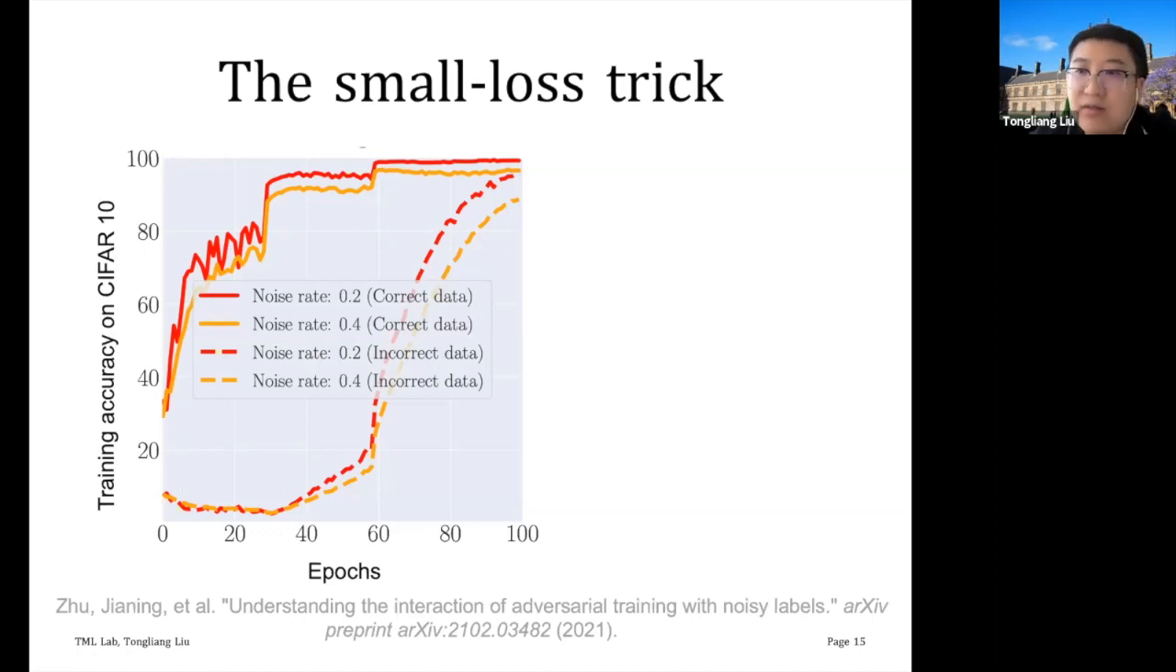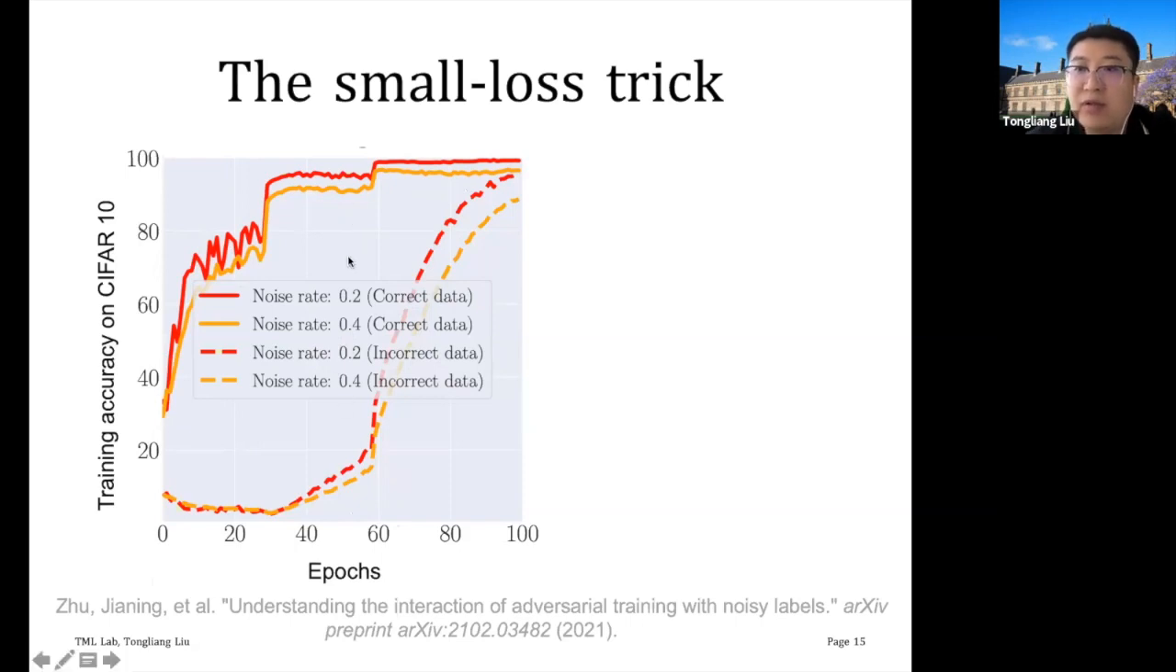Now we can see some interesting phenomena. In the early stage of training, the training accuracy of the data with correct labels is very high, while the training accuracy for the data with incorrect labels is very low. So they have different phenomena. If we stop training, for example, at 50 epochs, the model is trained mainly by fitting the data with correct labels. And if we keep training the model, then finally the model will fit the data with incorrect labels. So early stopping can be used for dealing with noisy labels.